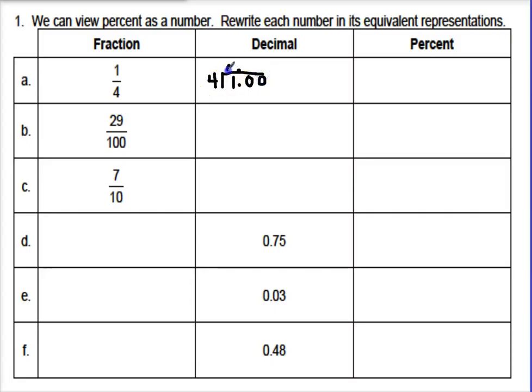And 4 does not go into 1. 4 goes into 10 2 times. 4 times 2 is 8. When I subtract, I'm going to have a remainder of 2. I'm going to bring down the 0, and 4 goes into 20 5 times. Now, I want to change that decimal to a percent. So you're going to move your decimal point 2 places to the right. So 0 decimal point 25 becomes, moving this 2 places, 25%.